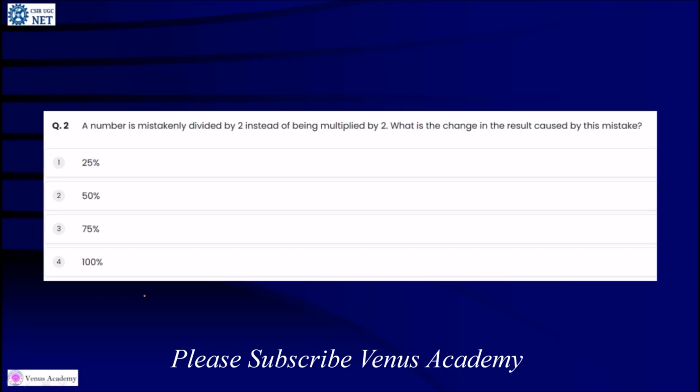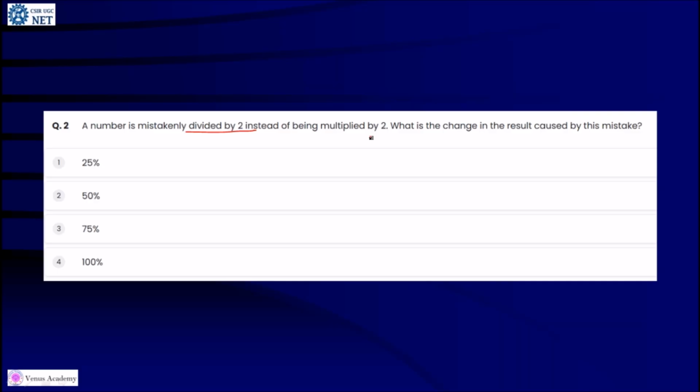Next, question number 2. A number is mistakenly divided by 2 instead of being multiplied by 2. What is the change in the result caused by this mistake? The result is option number 3, 75%. Option number 3 is the correct option, students.